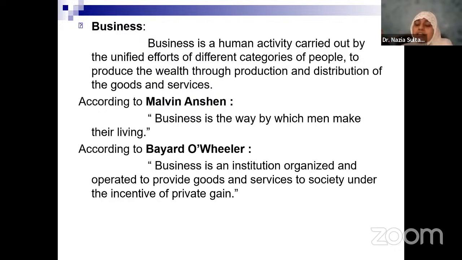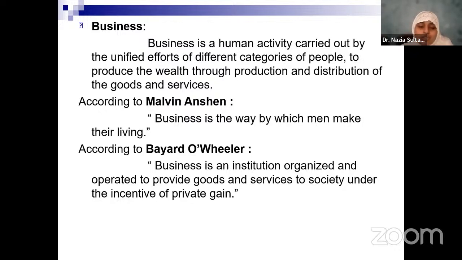So whether the business is engaged in production and distribution of goods or rendering of services, all of that put together contributes towards production of wealth for the business, where people come together and do that particular activity. That activity is called a business in the general sense.